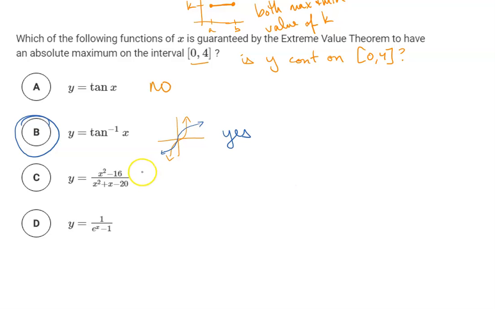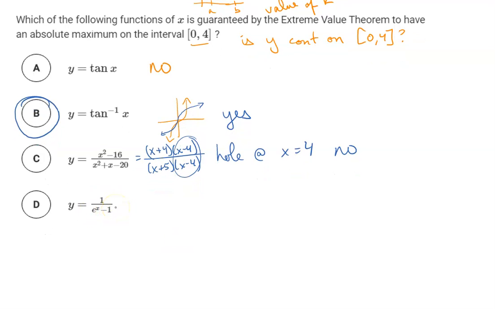This one right here, factoring, we would get x plus 4 times x minus 4 over x plus 5 times x minus 4. What is happening at x equals 4? We have a hole at x equals 4, meaning it is not continuous on the closed interval. So no, EVT does not apply. And then lastly, 1 over e to the x minus 1. When e to the x minus 1 is equal to 0, e to the x equals 1 at x equals 0, which is the other endpoint, so it's not continuous at x equals 0, so not continuous on the closed interval.